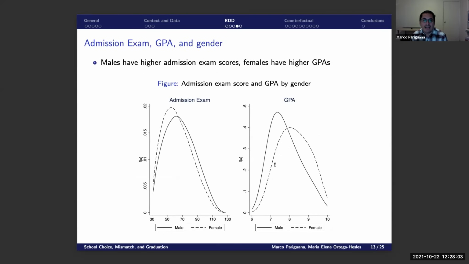Now, in addition, as has been shown by previous literature, males tend to have higher admission exam scores in standardized tests in general, whereas females have higher GPAs. And this is also the case in Mexico. So males have higher admission exam scores, while females have higher GPAs. Now, when you think about it, the system decides when it creates the priorities to put all the weight on the admission exam score. So what could be the problem here? Well, you might not be admitting a lot of female students that wanted to go to these elite schools.